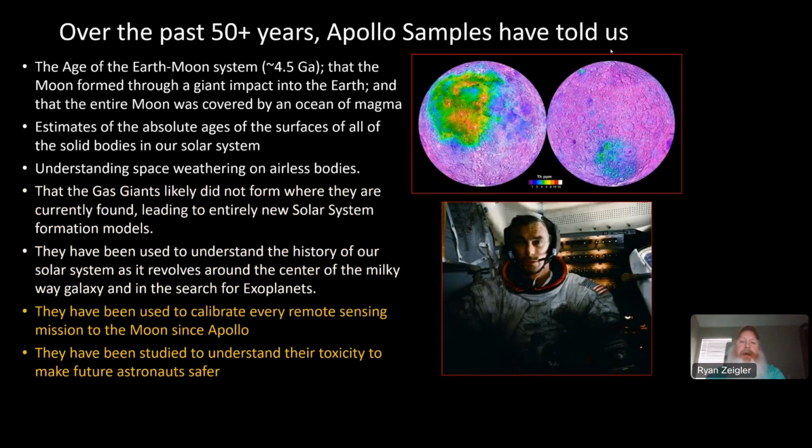I've stolen the thorium map from the Lunar Prospector mission. I think that every single remote sensing or orbital mission to the moon has used the Apollo samples to make their data better, whether it's GRAIL or LRO or Clementine or Kaguya. They all have used the Apollo samples and what we know about the surface to improve their data.